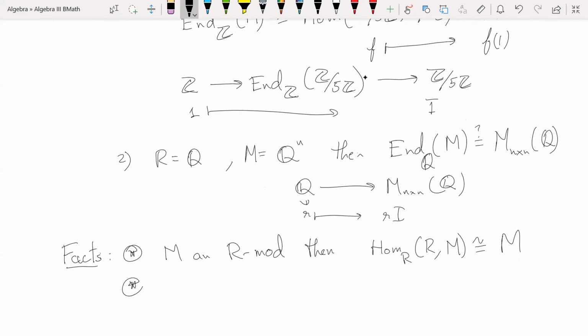And then maybe another thing. Yeah, so I think this is also okay. M and K are modules.